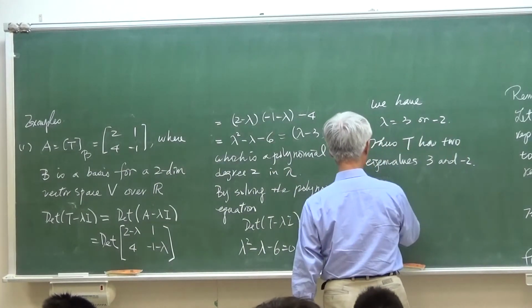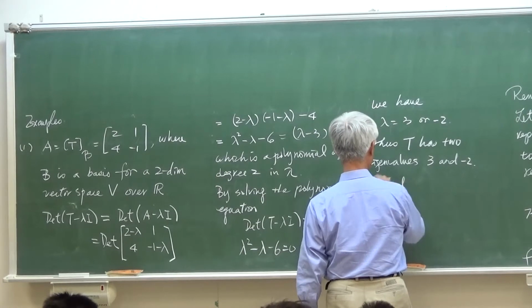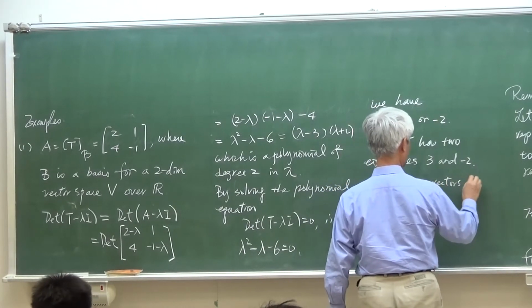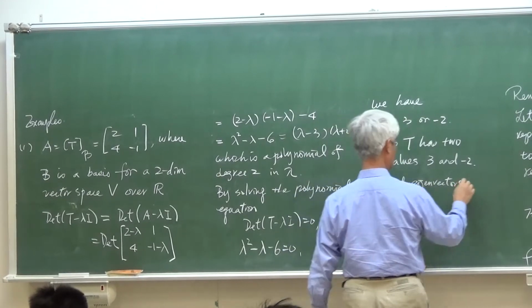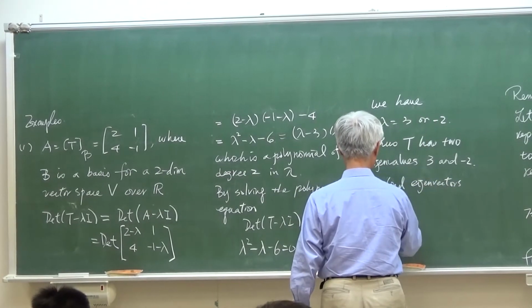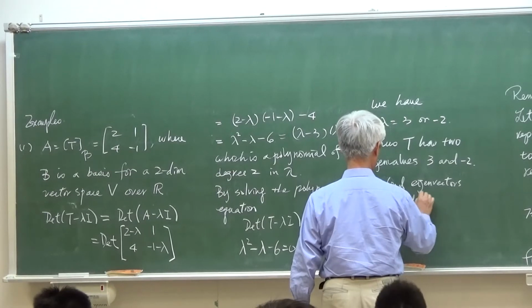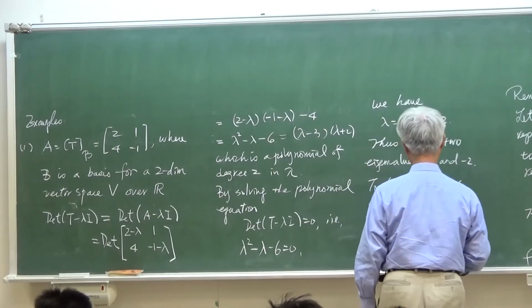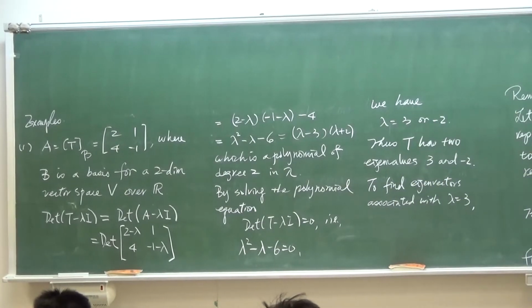Okay, so now to find eigenvectors associated with lambda equal to 3. We want to find the eigenvectors.